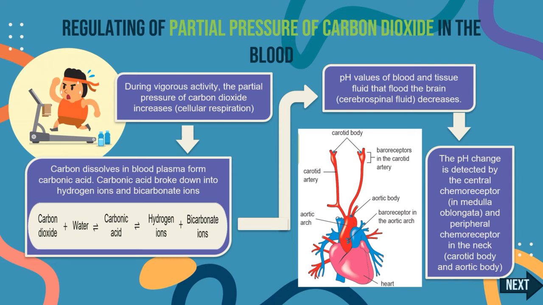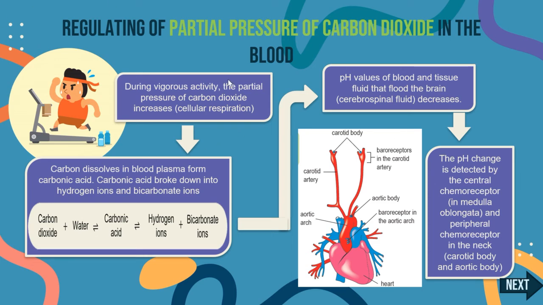So what happens when we are doing vigorous activity? When we do vigorous activity, our partial pressure of carbon dioxide will increase. So a homeostasis process occurs, a regulatory process, to return the partial pressure of carbon dioxide back to the normal, right? Okay, so let's discuss this diagram.